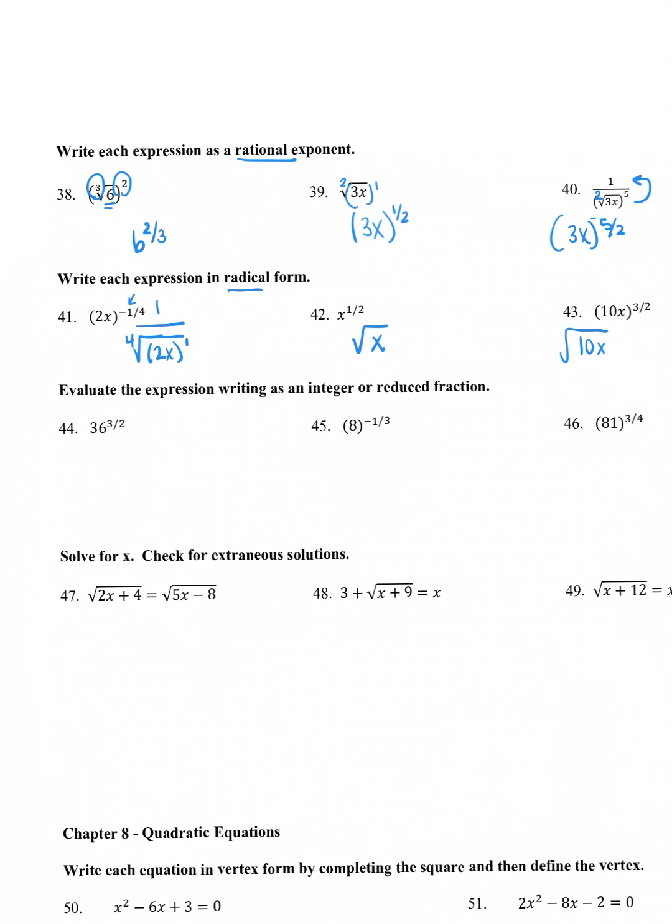It is a square because the root is a 2 and the power is a 3. Again, parentheses are necessary. Don't have to put the 2 on the outside. The next one says you have to write it as an integer reduced fraction. In order to do that, you first need to write it in radical form.